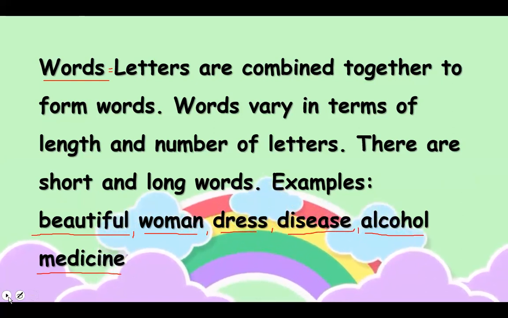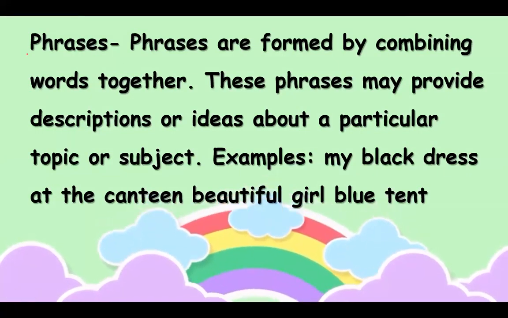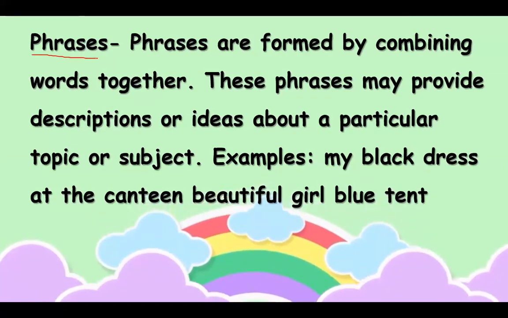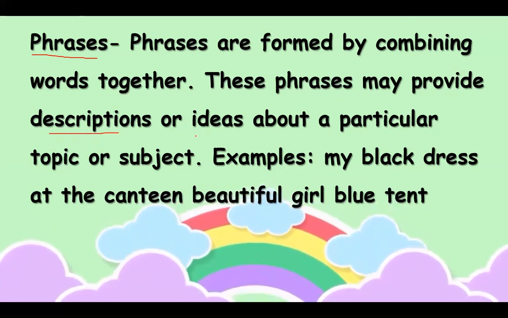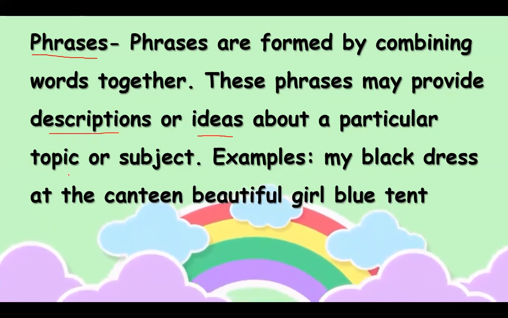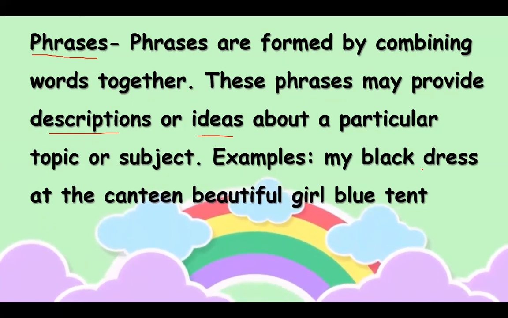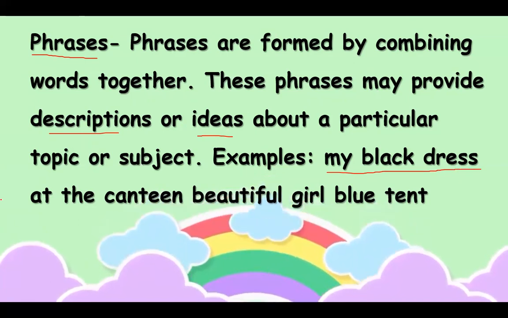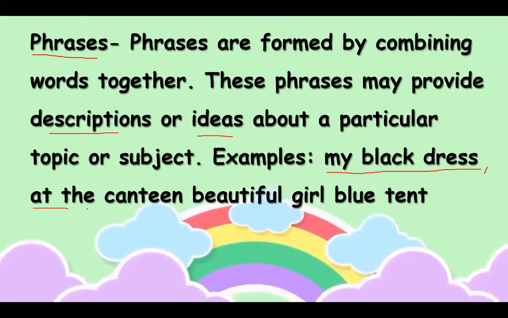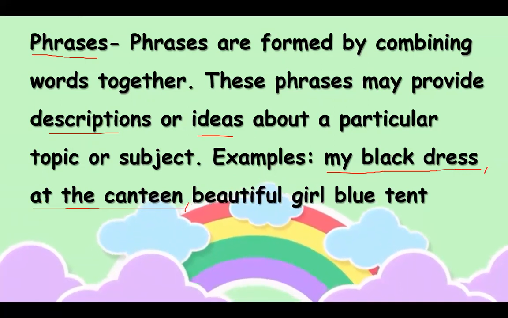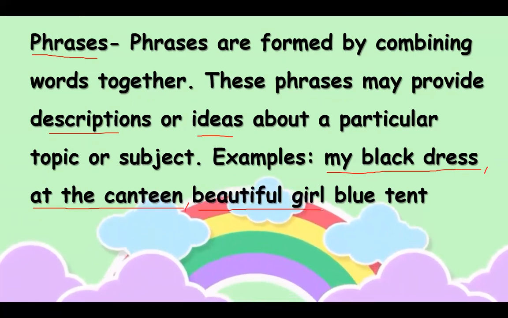Now, moving along, let us know about phrases. Phrases are formed by combining words together. These phrases may provide descriptions or ideas about a particular subject or topic. Now, for example, my black dress. Then we have at the canteen. Beautiful girl. And gluten.